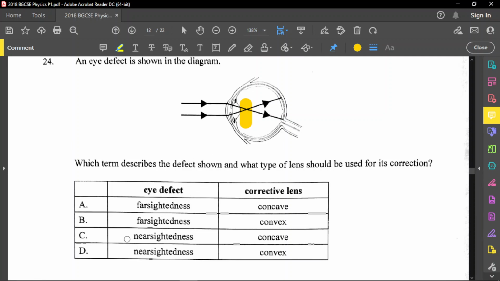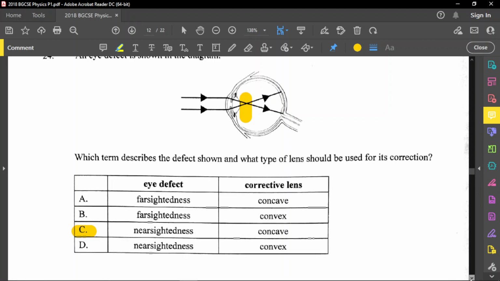So know that A and B will be out for sure, because those are showing far-sightedness. The lens that is used to correct short-sightedness is actually a concave lens. So C is our answer right there.